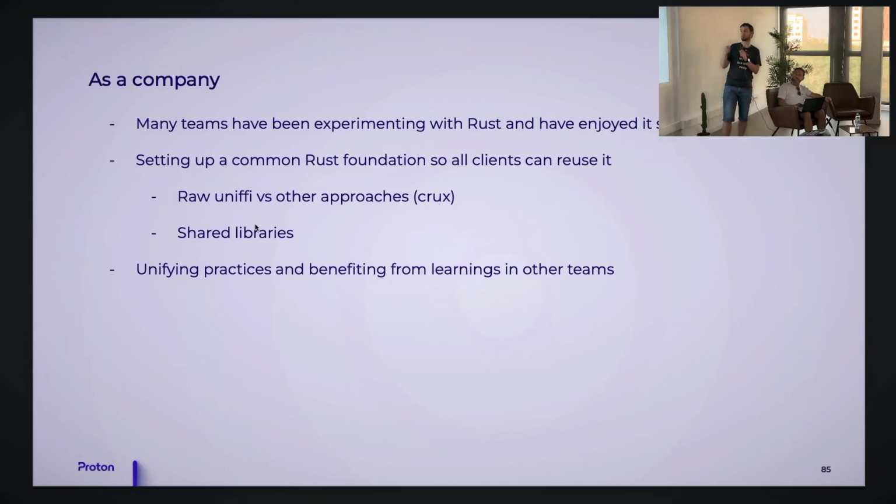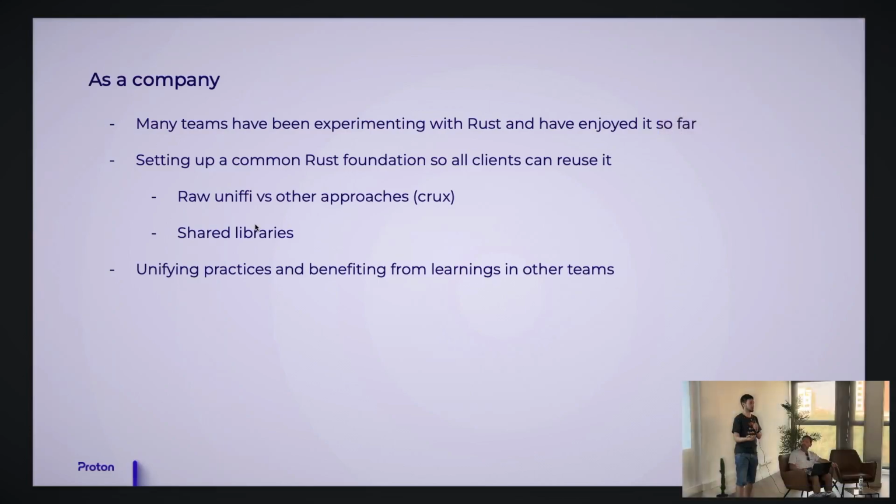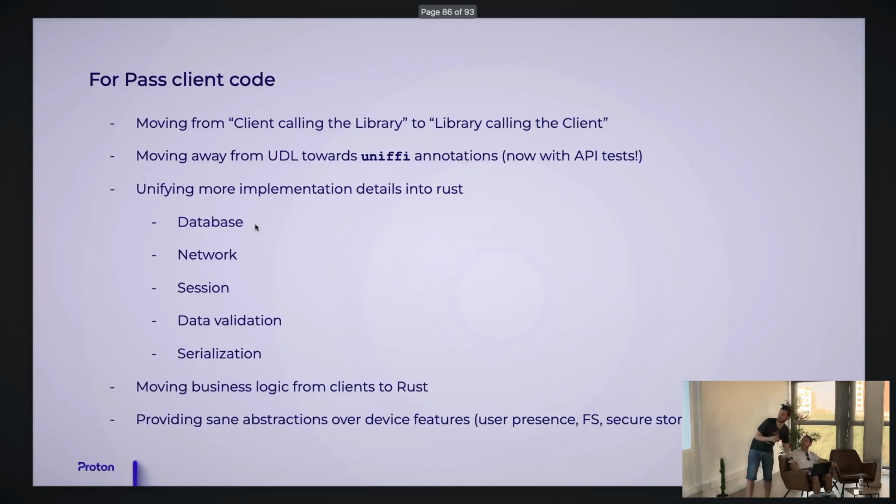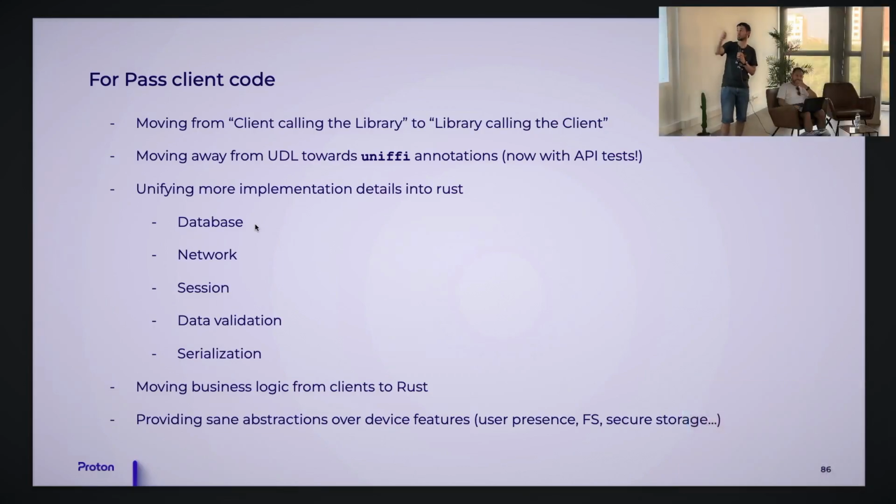And also, as a company, we're trying to unify practices and benefit from learnings in other teams. We're trying to schedule regular meetings about sharing what we have learned, about sharing what resources are available up until now, and for sharing all the code that we have been doing so other products can already benefit from it. And also for the Plus client code, one of the first changes that we want to do is the one that we have mentioned, which is instead of the client calling the library, make the library call the client for the things that it cannot do, but for the rest of the things, make the library be the one that drives all the interaction with the user and with the server.